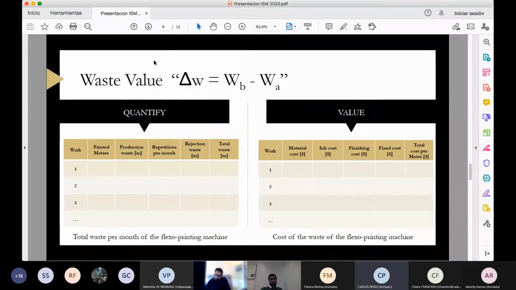Once we have this difference, we need to evaluate it. In the value table, you can see 4 of the principal factors that increase or decrease the value of the printing job. The first one is the material cost, the second one is the ink cost, the third one is the finishing cost, and finally the fixed cost. And with all these values, we can estimate the cost savings that the system gives.